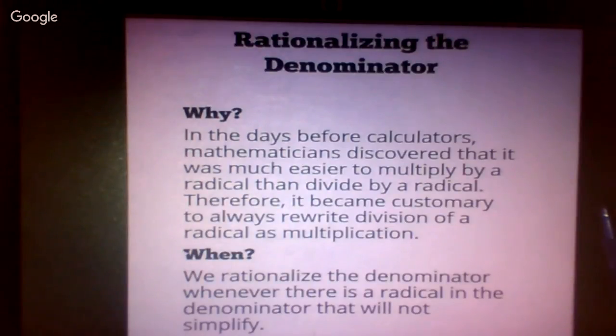In the days before calculators, mathematicians discovered that it's much easier to multiply by a radical than to divide by a radical. The first thing they had to do was look up what the decimal was for the square root of 2. They didn't have a calculator to plug in the square root of 2 to give them the decimal. They had to look it up in a book. They had to look up the square root of 3, the square root of 5. That wasn't just provided for them. So, therefore, it became customary to always rewrite division of a radical as multiplication.